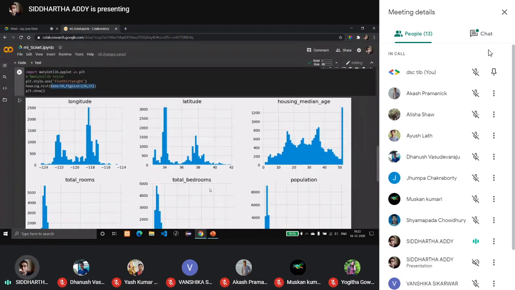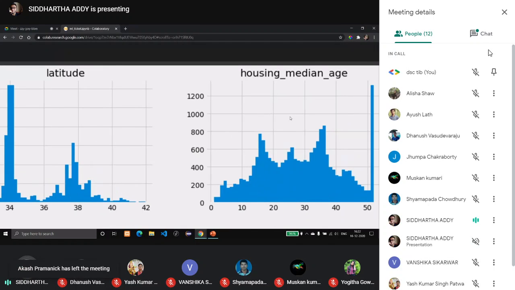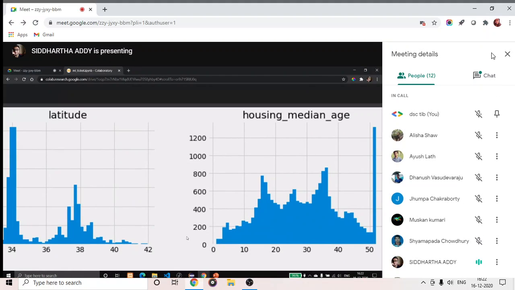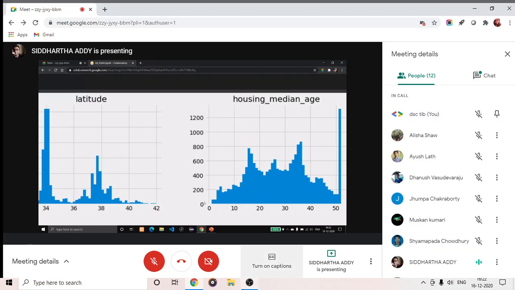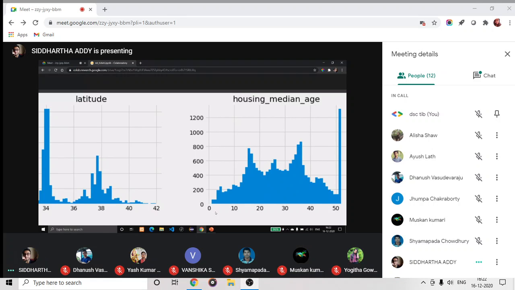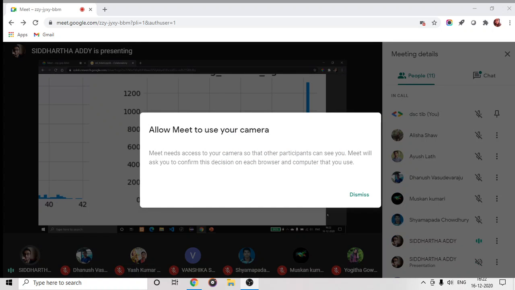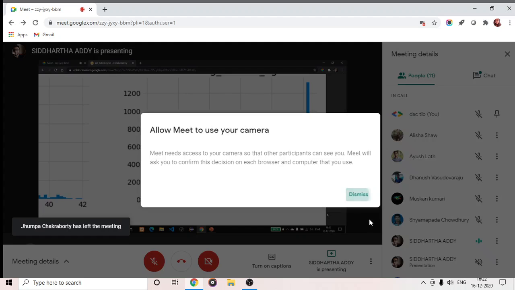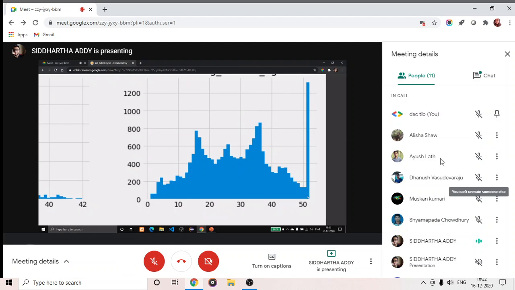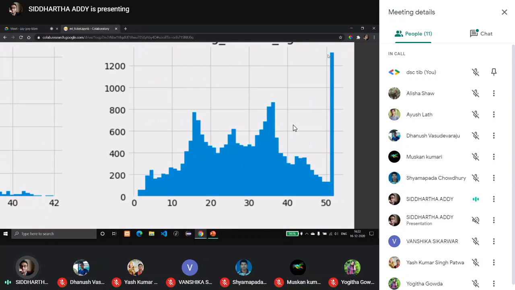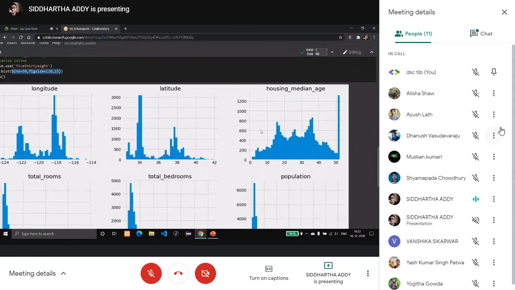What do we have here? We have longitude and latitude. These are the two graphs that you should not be concerned about much, because they are just latitude and longitude and do not tell much about the project. Then let's start with the first one. Housing median age. The y-axis is the count and the x-axis is the age, that is 0, 10, 20, 30, 40, 50. I would like to point out that some kind of abnormality is going on in this graph. At 50, the graph is skyrocketing high above 1200. That is an observation that I made.